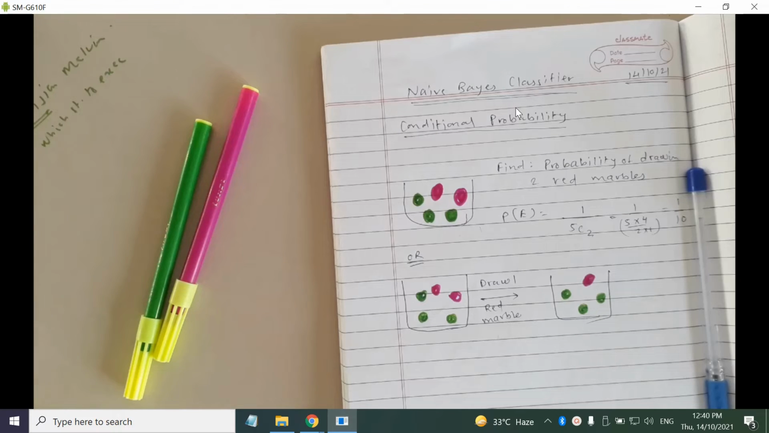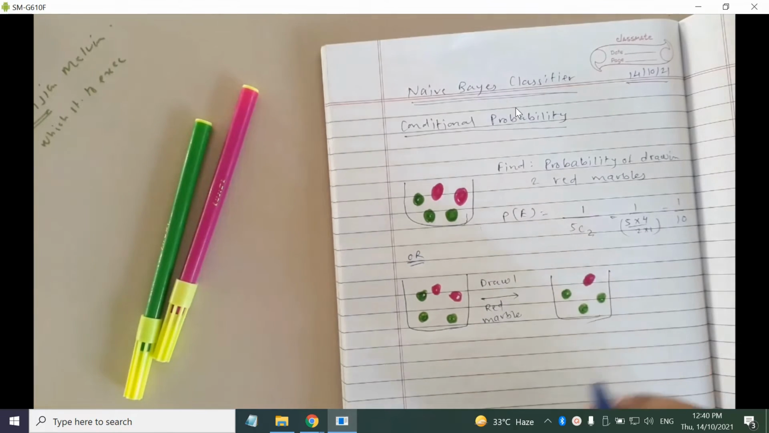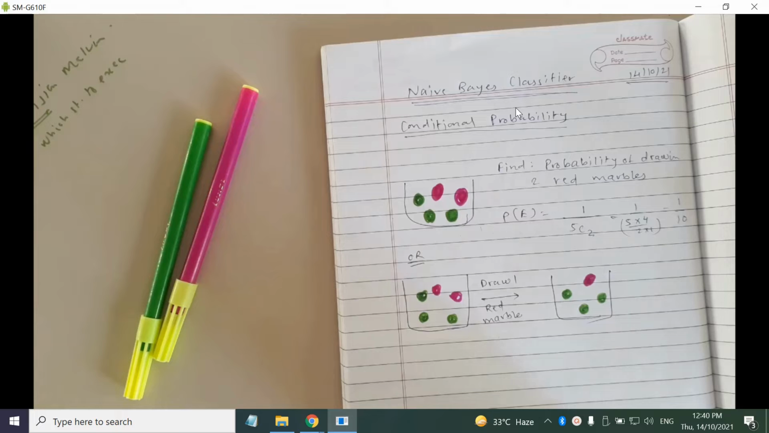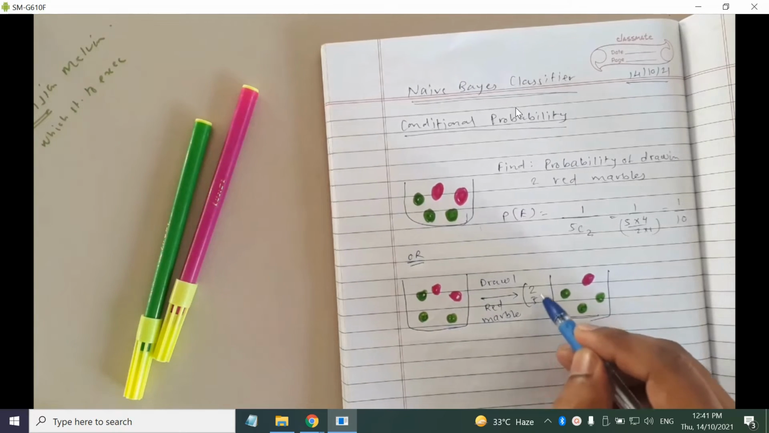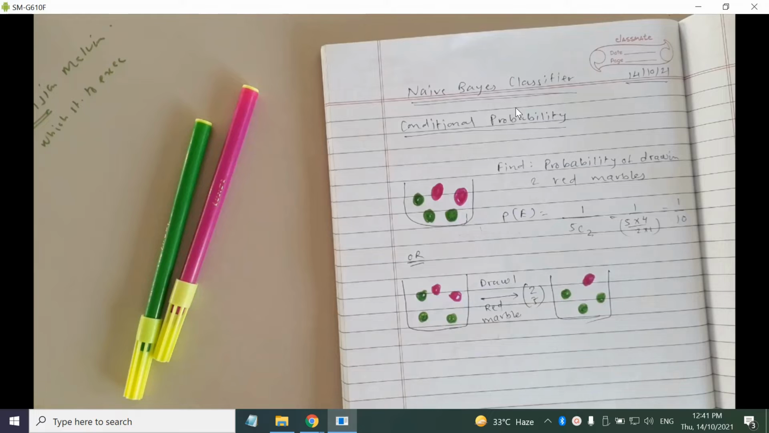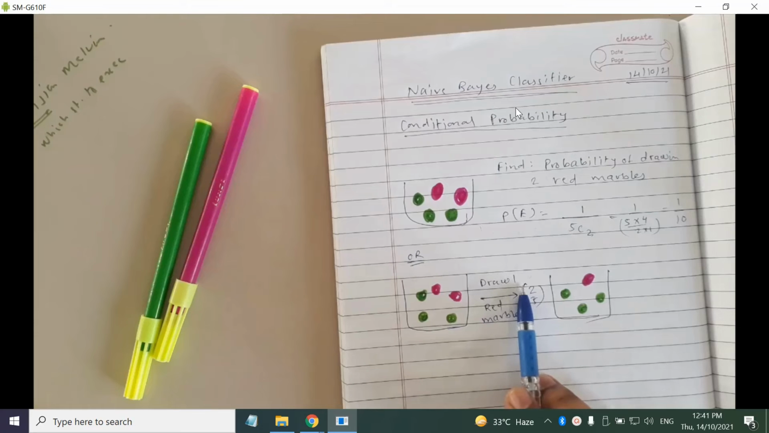Anyone? Apply the same formula. How many favorable cases are there? Out of 5, 2 are favorable, divided by all possible, so is it 2 by 5? The probability of this event is 2 by 5. In 5 attempts, 2 times you can succeed. Any doubt?